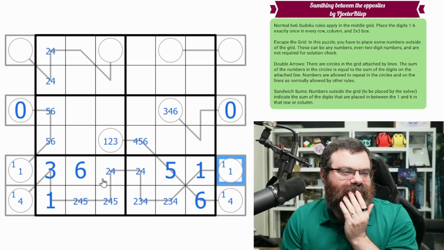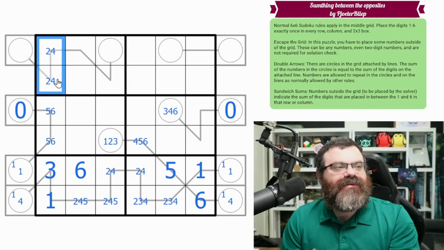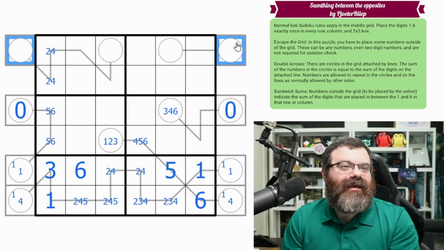So these sandwich sums are resolved. This one isn't. This already adds to 6. Do we need to think about this box? We know these two are the same. So let's think about the minimum. What's the minimum that this circle could be?